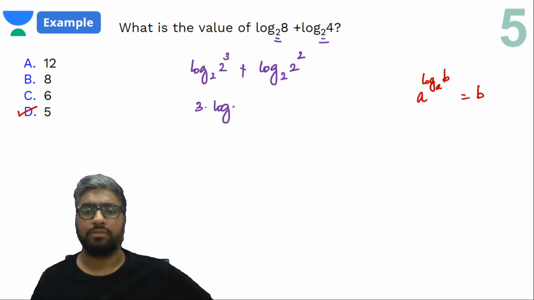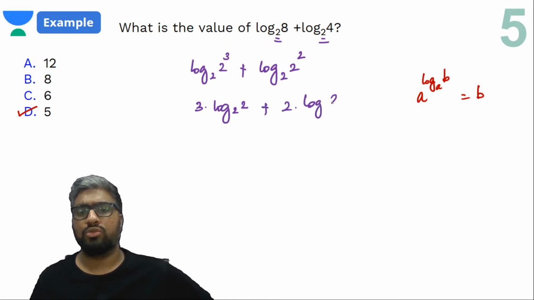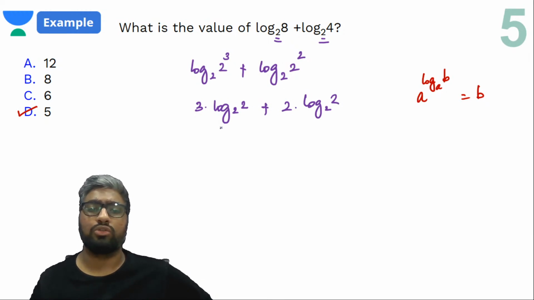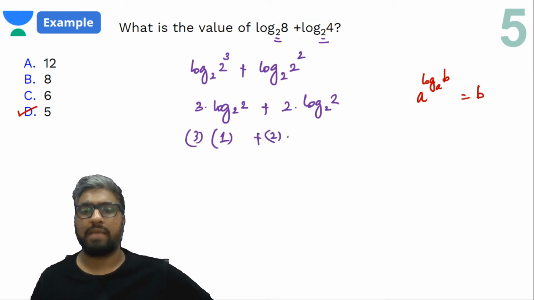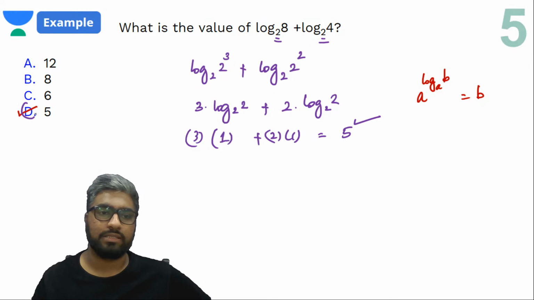So what would you get here? Exponential rule, that is 3 times log 2 base 2 plus 2 times log 2 base 2. So what do you know about log 2 base 2? 1. So 3 times 1 plus 2 times 1 would be how much? 3 plus 2, 5. Yes, that is my answer.